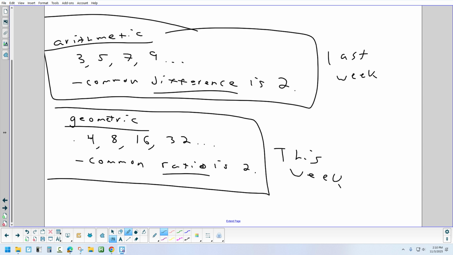Now, if you look at this and you say, yeah, you added 4. But if I add 4 again, 8 plus 4 doesn't give me 16. So adding 4 each time was not the pattern in this one. It was timesing by 2.